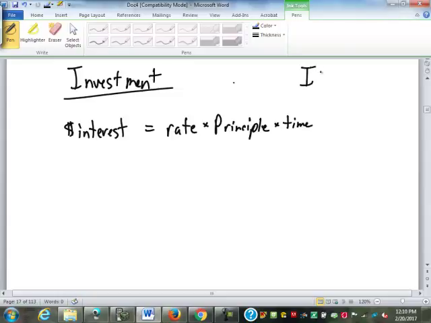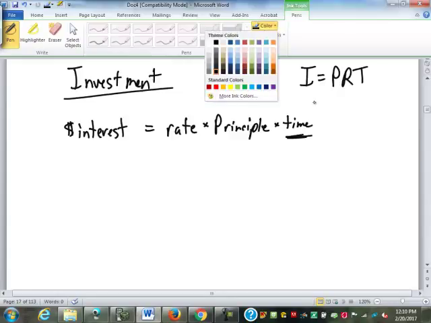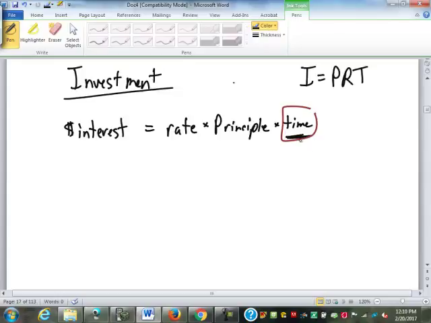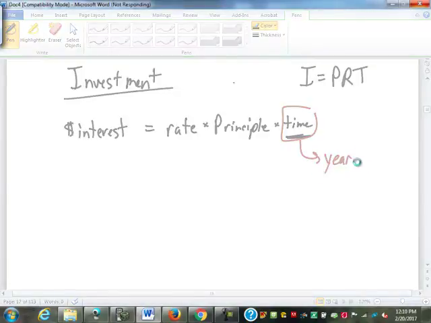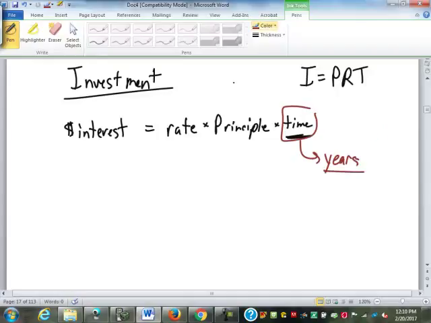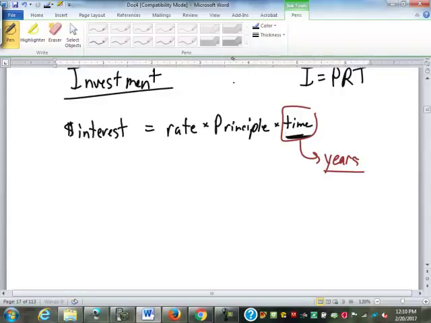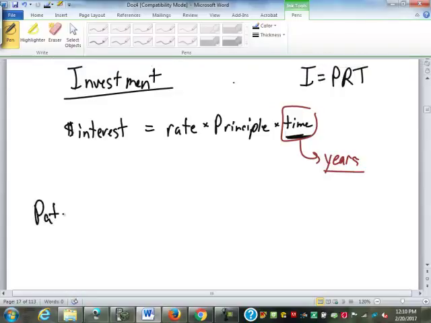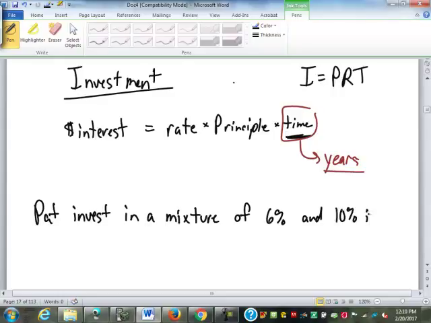Now, many of you probably have seen this as I equals PRT if you've done anything with investment or interest calculations. I adjusted it a little bit so that the rate is up front so it looks similar to what we have done with our solutions. The only thing is we have this added term of time on here. Well, for the first couple of problems, or the first problem we're going to look at, time is going to be 1 year, and time is always in years. So if I make it 1 year, the time is not going to be a factor in our problem. So let's look at this first problem here, and let's say Pat invests in a mixture of 6% and 10% investments.